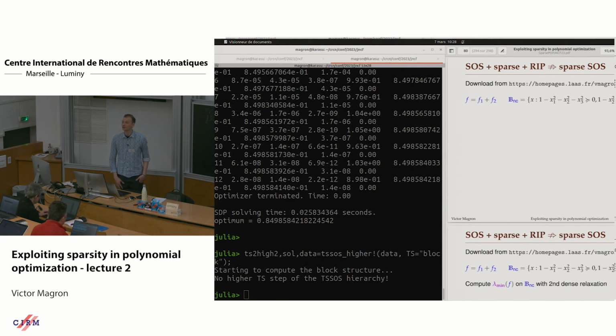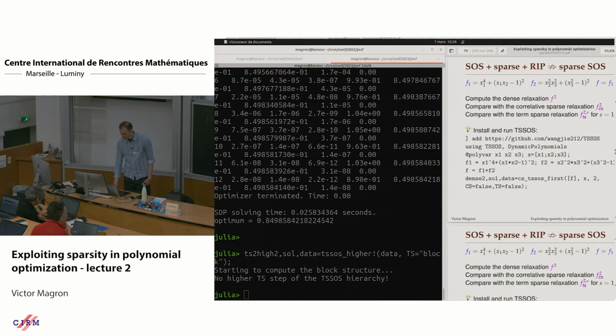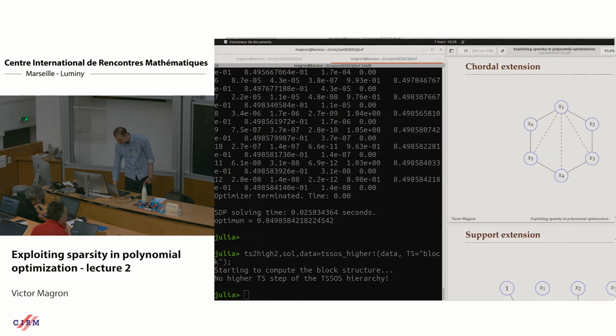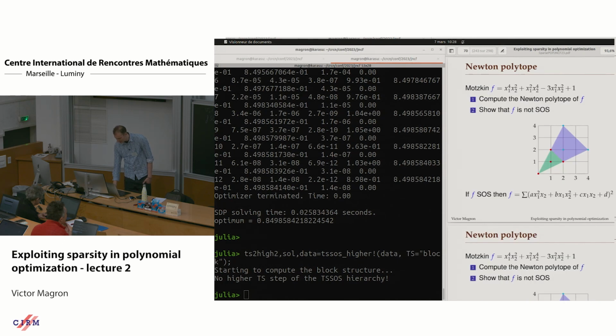Okay, and then there is a similar thing in the non-commutative case. Where here, again, we have the running intersection property. We are in the constraint setting, and then you don't have necessarily a sparse sum of squares. So I will just finish the course with something that I find nice.